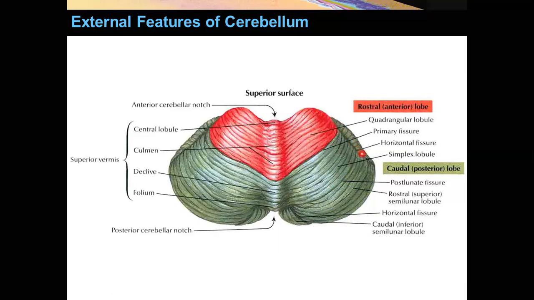Here is the horizontal fissure, which separates the superior surface of the cerebellum from its inferior surface. Simplex lobule is the rostral or superior semilunar lobule. Between them, there is the postlunate fissure.